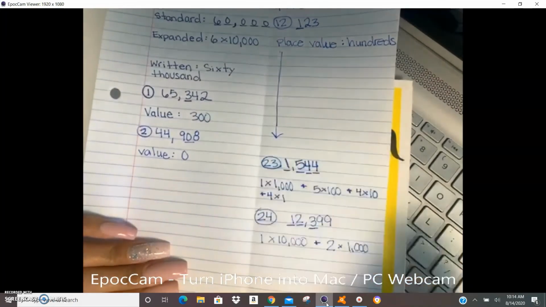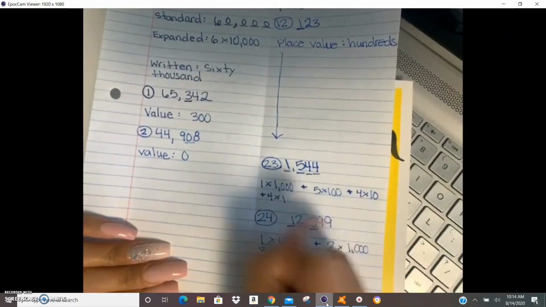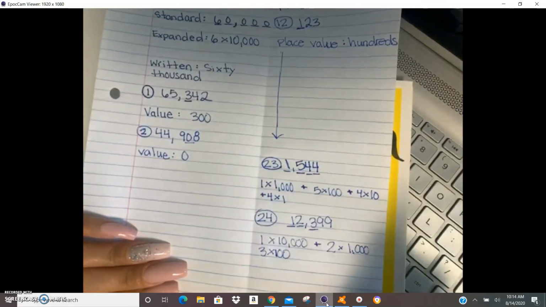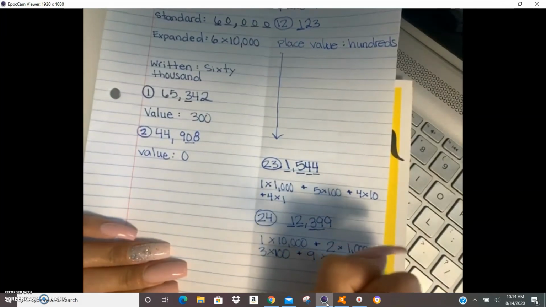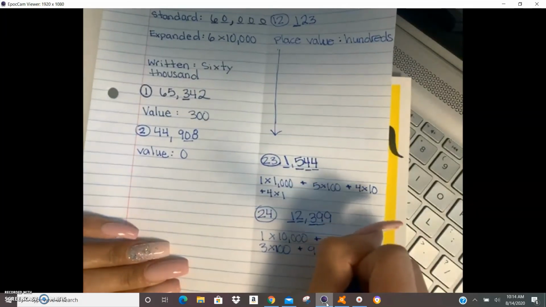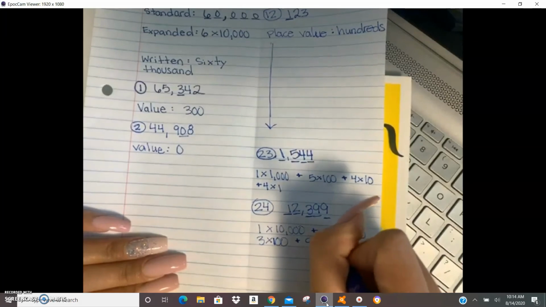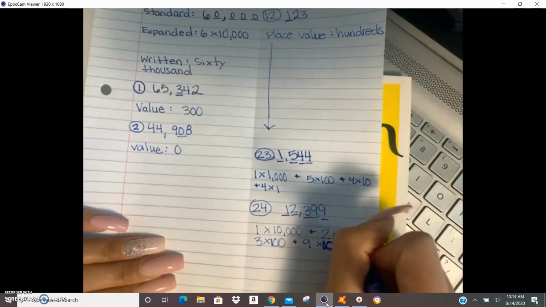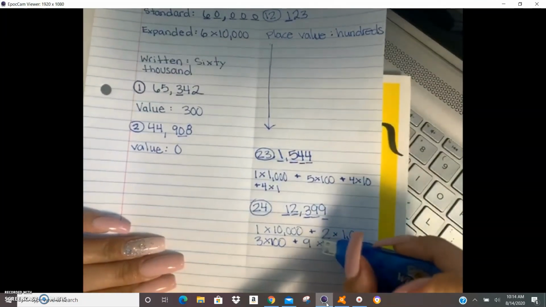Then there's the hundreds place. How many do I have? I have 3 hundreds. Then there's the tens place. How many do I have? I have 9 tens. Then there's the ones place. How many ones do I have? I have 9 ones. Let me fix this.